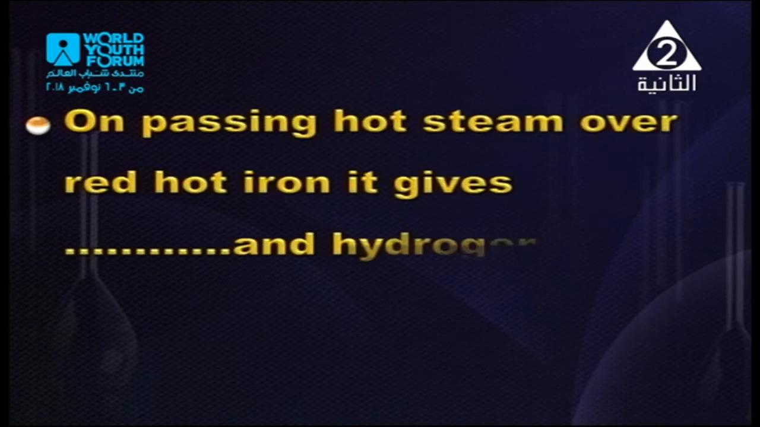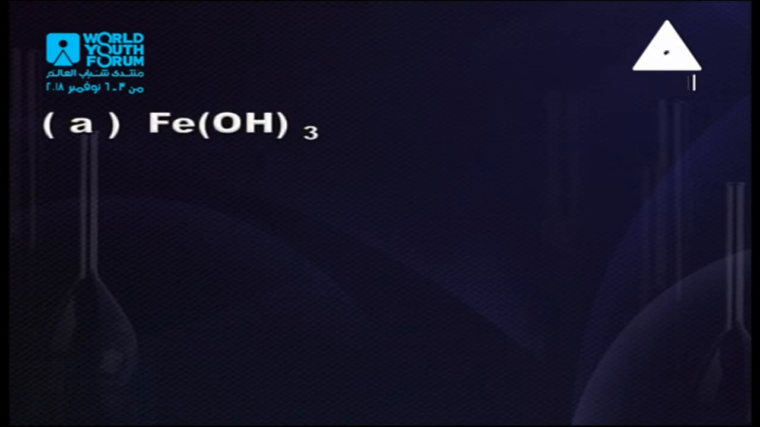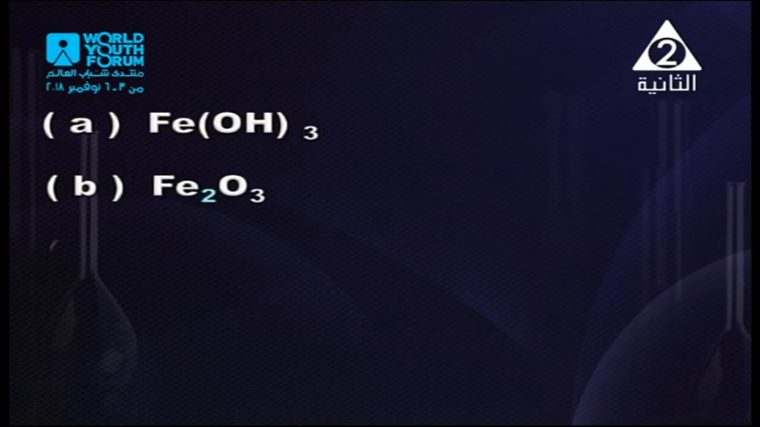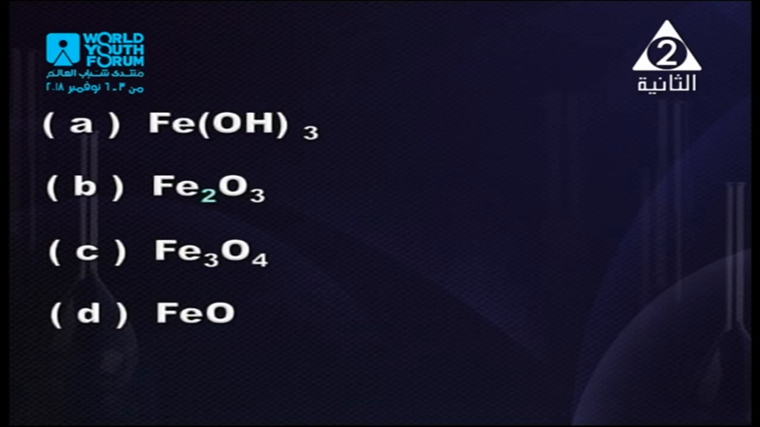Next point, on passing hot steam over red hot iron, it gives what and the hydrogen gas? Iron 3 hydroxide, iron 3 oxide, magnetic iron oxide, iron 2 oxide. If you think about it, my dear student, you will find that the answer will be magnetic iron oxide.